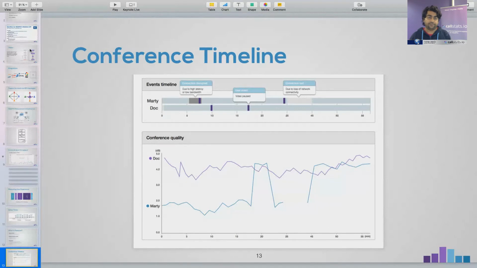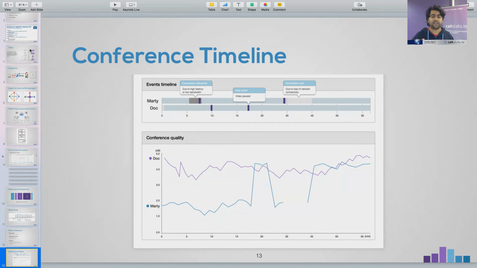So another way of looking at annoyances is being able to not look at the raw metrics, but to look at something as aggregation. So we have something called conference timeline, which I think is quite innovative. In this case, you have these graphs. You have Doc and Marty, and they have a quality graph, one going high, one going low. But just above it is the conference timeline, and you can see that you have an event timeline which has no depth or height, and basically we just overlay events on it.